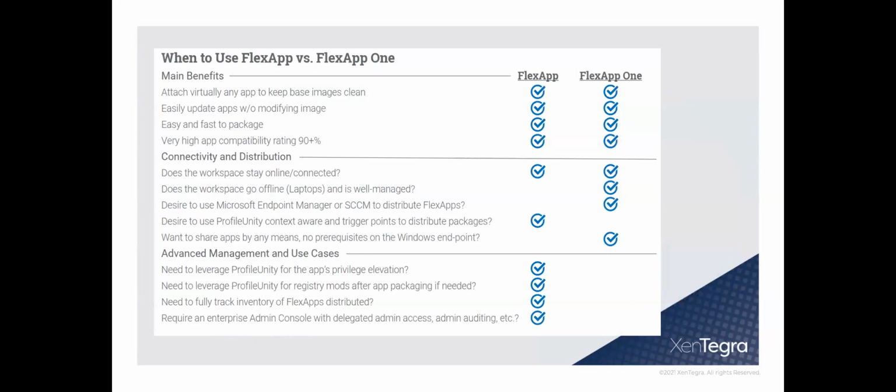So we talk about FlexApp versus FlexApp One. When do we use one over the other? It really comes down to, do I need to be connected online, or do I need that offline component? Is it well managed and online? The majority of these applications you'll see work well off of FlexApp. FlexApp One has that same capability, but if the end user or that device needs the capability to work offline, that's where FlexApp One comes into play. Or I want to be able to share those apps without any sort of requirements, such as a player or an agent deployed on those.